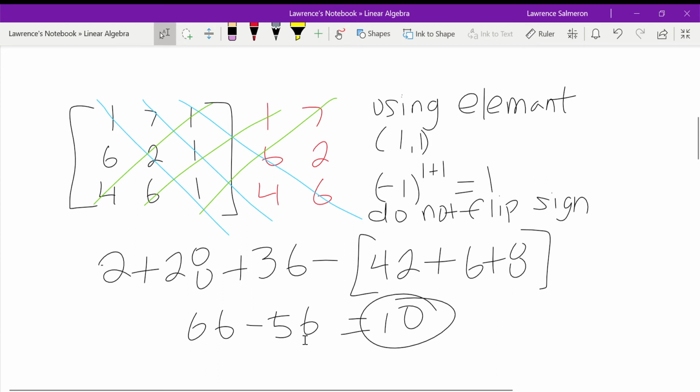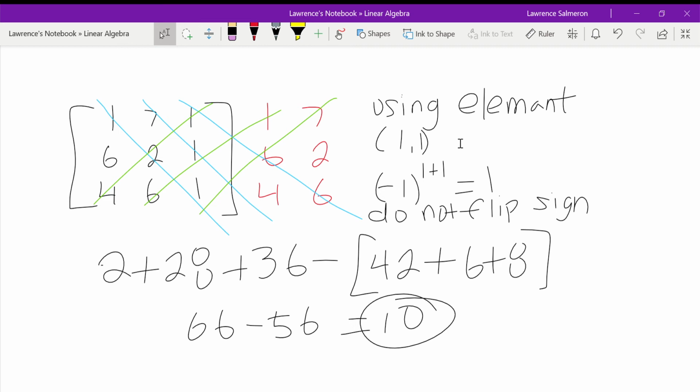Now, one thing I also want to note is we are using element 1, 1, and you do have to keep track of your signs, because sometimes we're going to have to flip the signs depending on whether it's a positive or a negative element. So in this case, if you remember, we always did negative 1 raised to the sum of the element power.